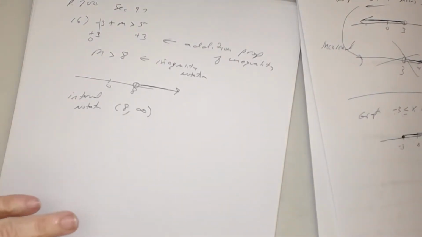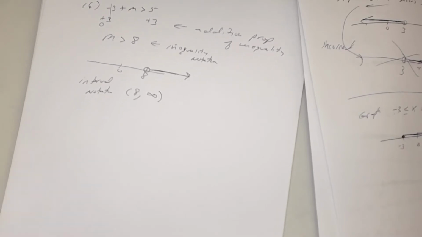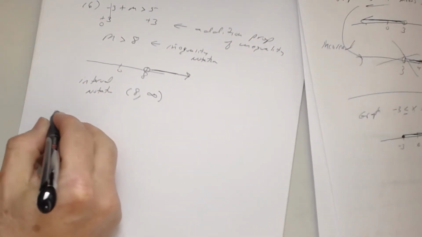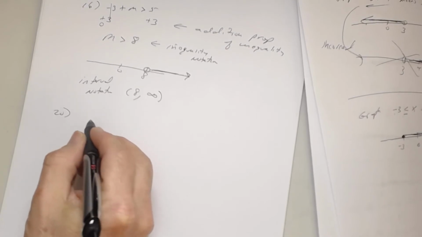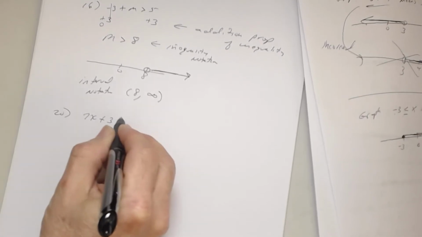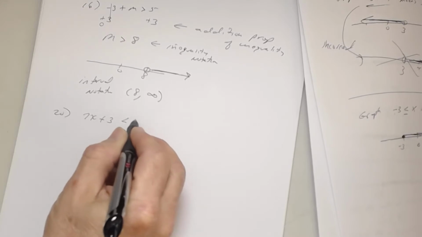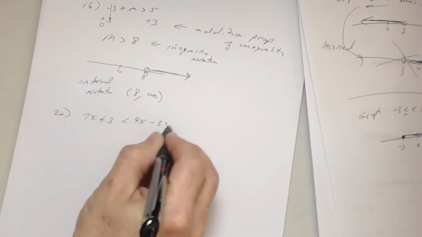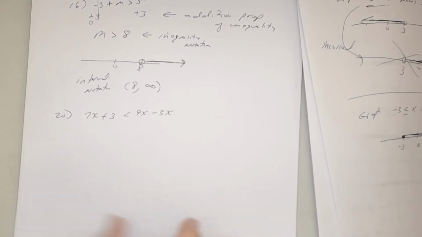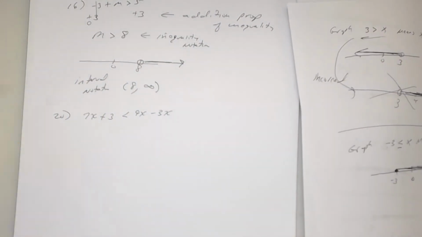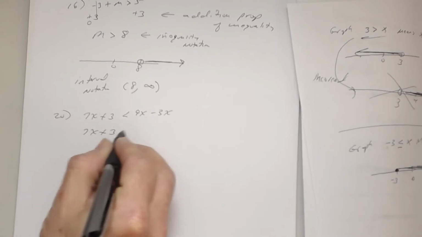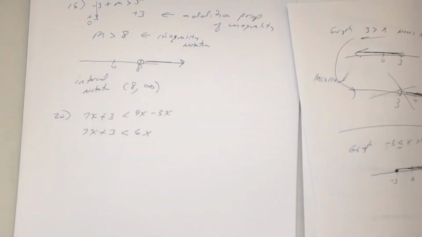All right, so that was 16. Let's look at 20. Number 20, you have 7x plus 3 is less than 9x minus 3x. Okay, so combine like terms first on the right side. 9x minus 3x is 6x. So I have 7x plus 3 is less than 6x.